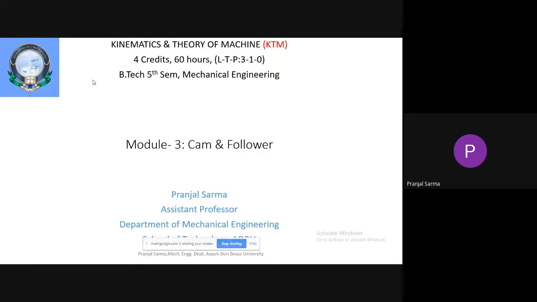Yes, correct. 3 into (n minus 1) minus 2P1, that is the lower pair, minus P2, the higher pair. And if there is any redundant degree of freedom, that also we eliminate, minus Fr. So using this formula, we find out the degree of freedom of the mechanism.